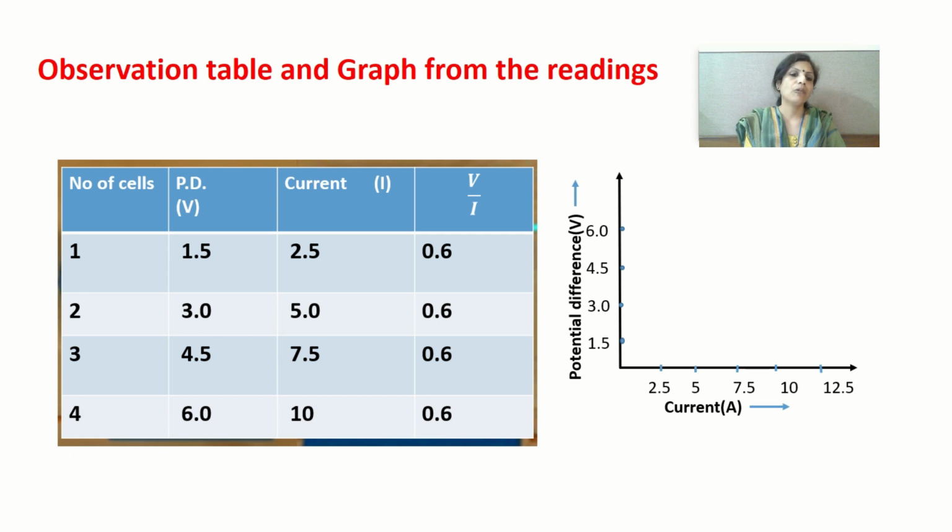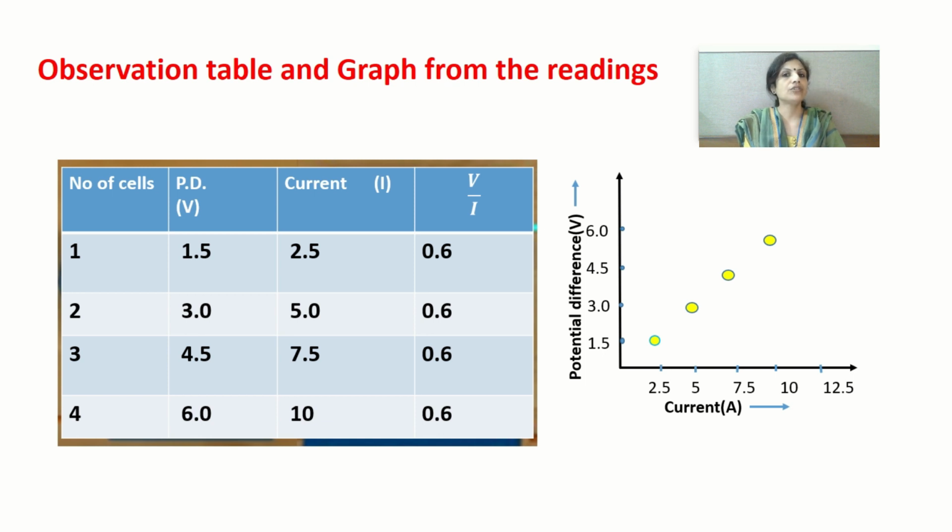Let's start plotting the points. When the current is 2.5 ampere, potential difference is 1.5. Let's plot it. When current is 5 ampere, potential difference is 3. When current is 7.5 ampere, potential difference is 4.5. And when current is 10 amperes, potential difference is 6. All points we have plotted.